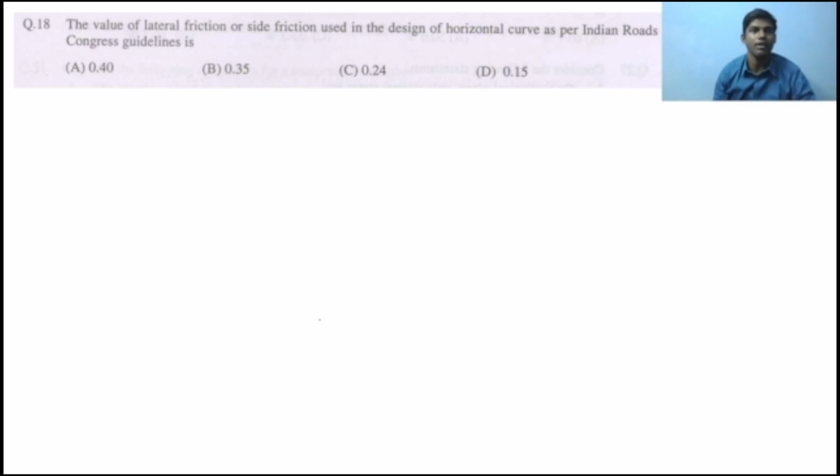First question: the value of lateral friction or side friction used in design of horizontal curve as per IRC. In the question, lateral friction or side friction is asked. So the answer is 0.15. Lateral friction is used in the calculation of super elevation, whereas longitudinal friction is used in calculation of sight distance.